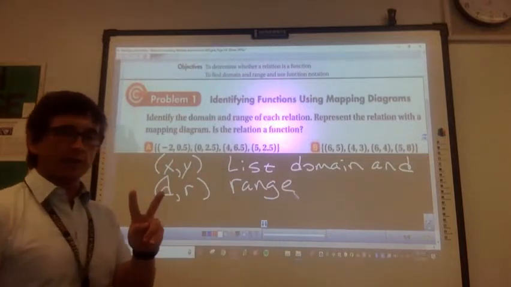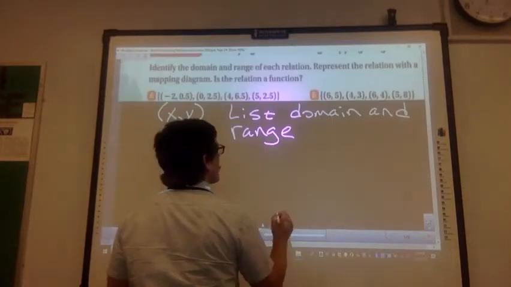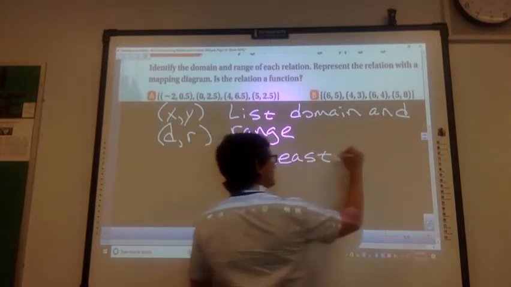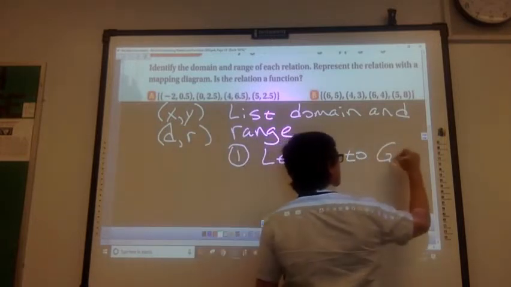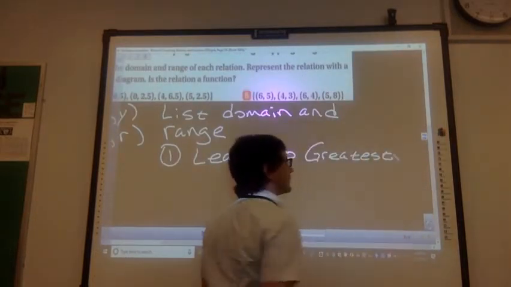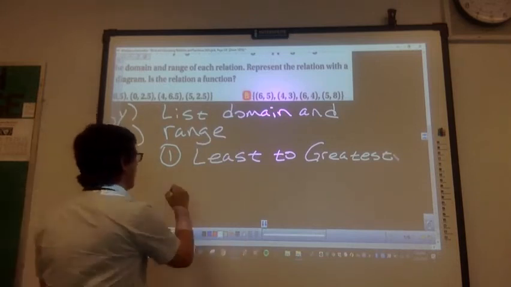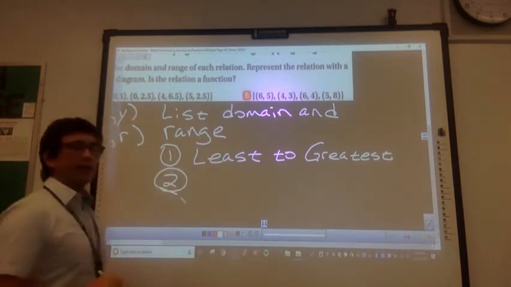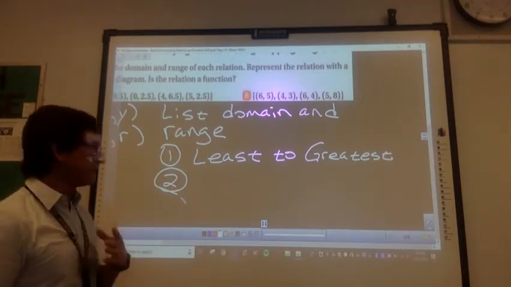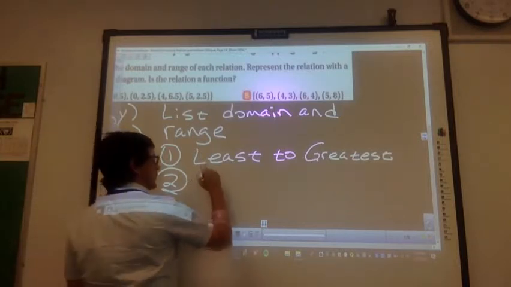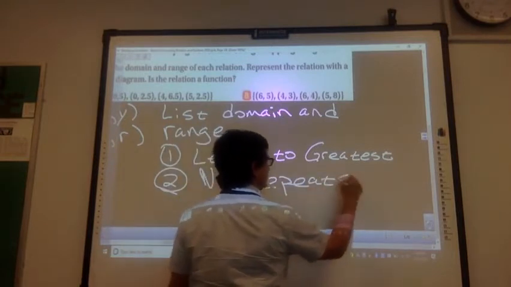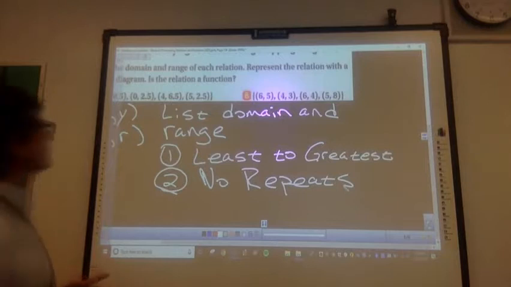Two really important things you need to do when you list domain and range. First thing, you have to list it least to greatest. Okay, least to greatest, smallest to biggest, etc. And then you cannot have repeats. So if you have two x values of 2, you don't write the 2 twice. You just write it once. So no repeats. So that's a really important piece of this.